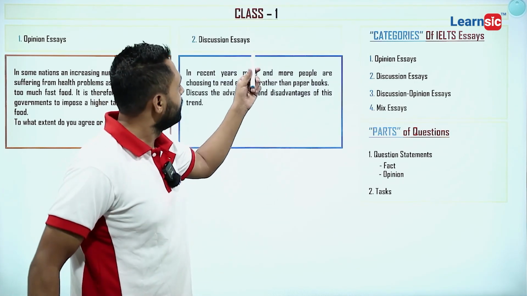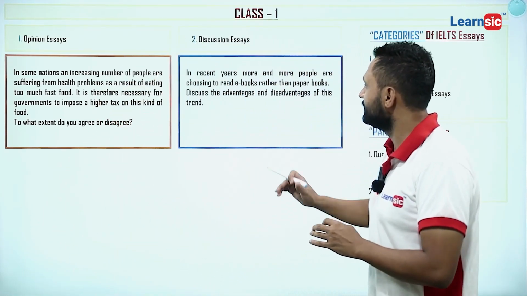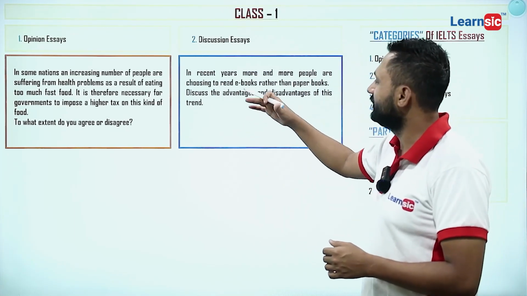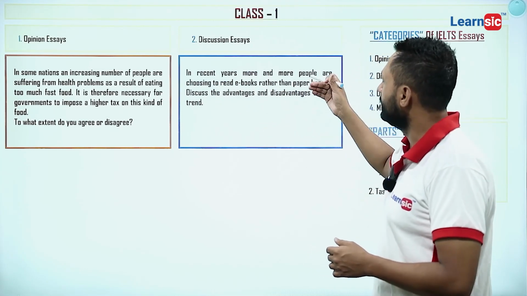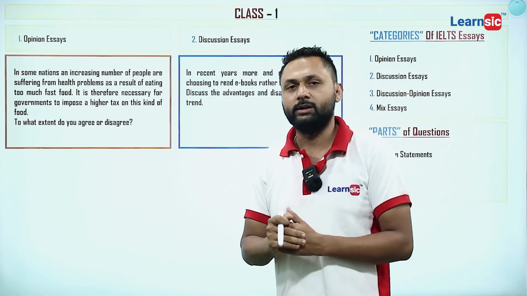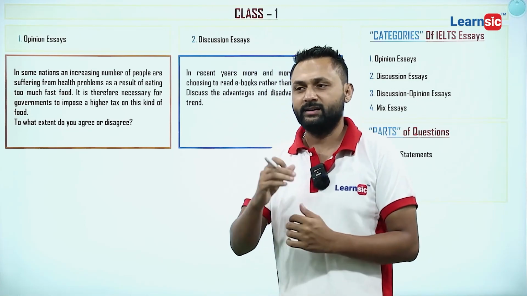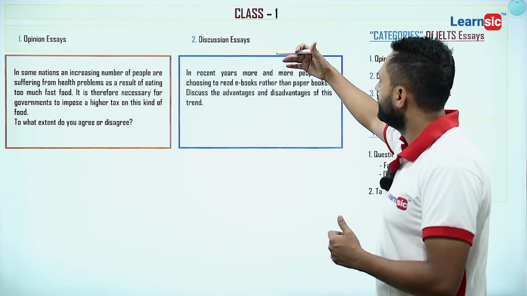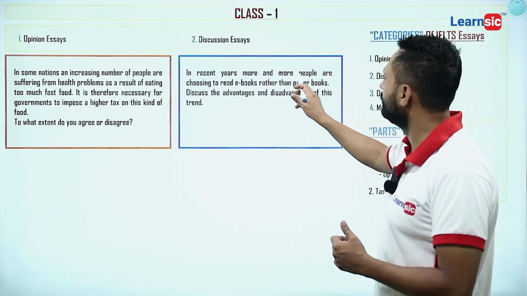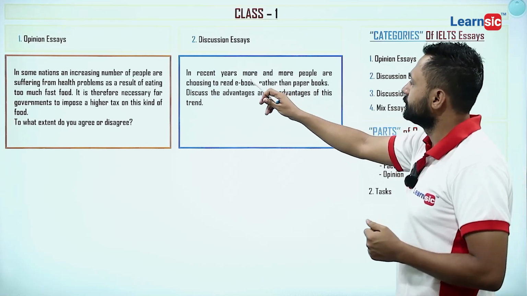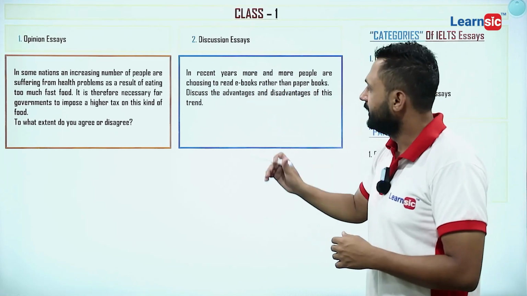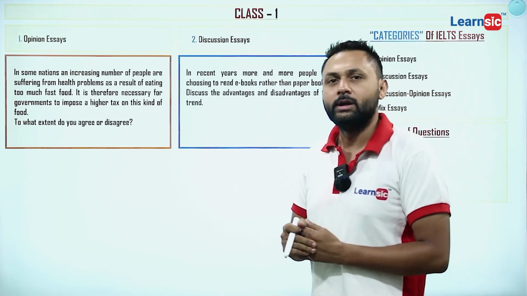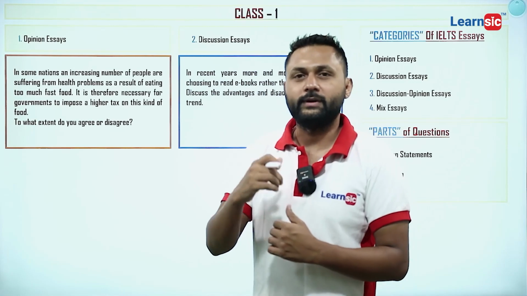Discussion essays. Now in discussion essays we have questions like this: discuss the advantages and disadvantages of this trend, discuss the cause and solutions, discuss the cause and consequence. So in discussion essays you do not have any opinion statements. There may be some exceptions, but most of all you don't have any. There is only one statement in the topic. So this is a factual statement, and the essay wants to discuss the factual statement. You do not discuss the opinion, you discuss the factual statement.